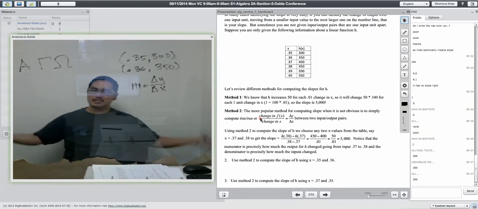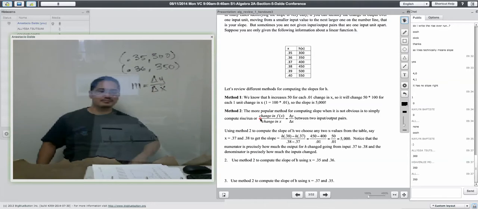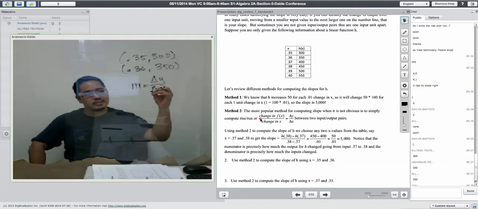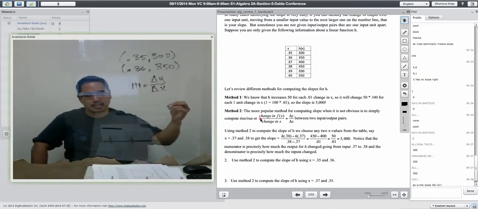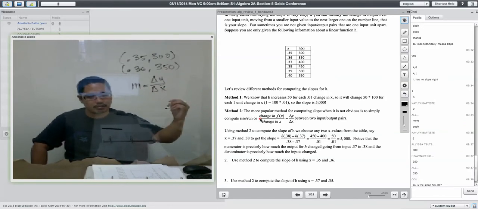Anyway, all it is is the Greek letter D, delta. So this delta, all it means is change in. Remember what I was telling you guys about like the rise over run? How high up did it go? You go where it ended and subtract where it started.